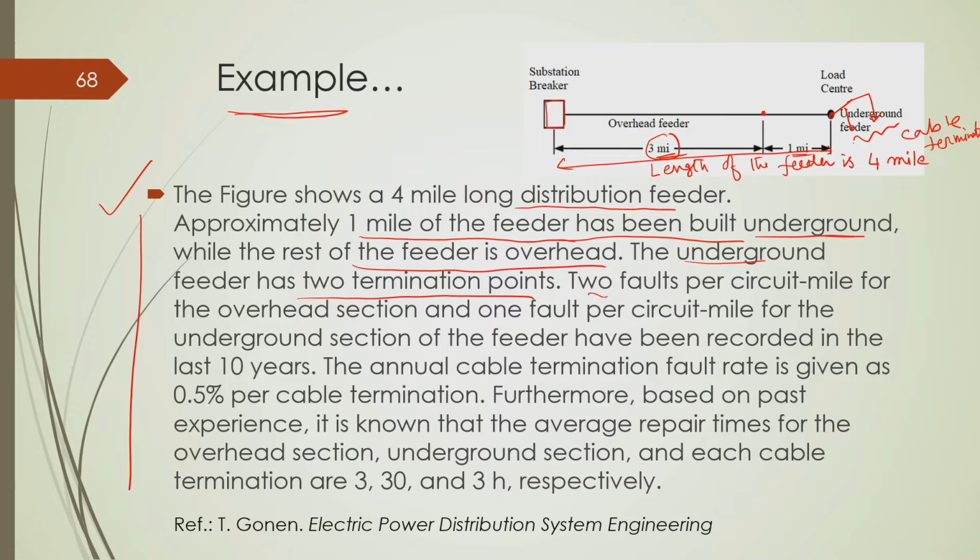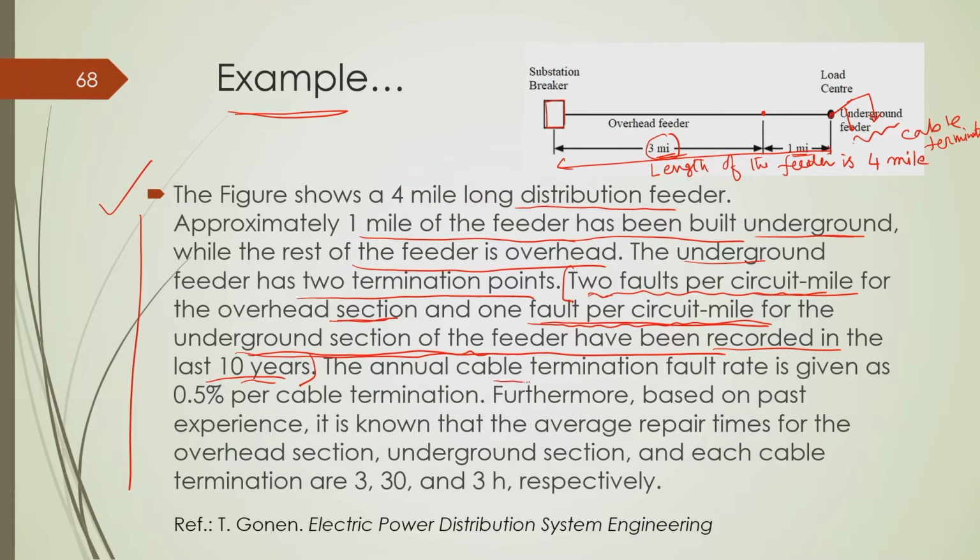Now, it is mentioned that 2 faults per circuit mile for the overhead section and 1 fault per circuit mile for the underground section of the feeder have been recorded in the last 10 years. From this, one needs to extract the failure rate of the overhead section and underground section. Look at this sentence again.